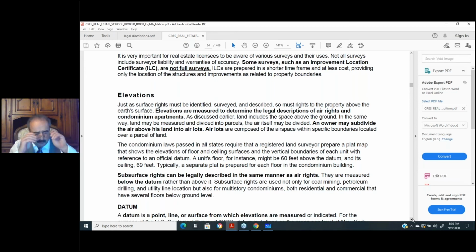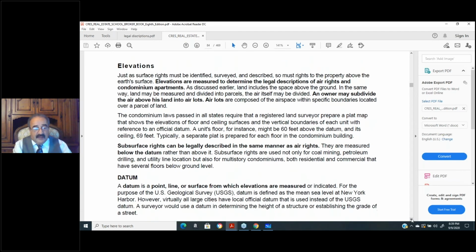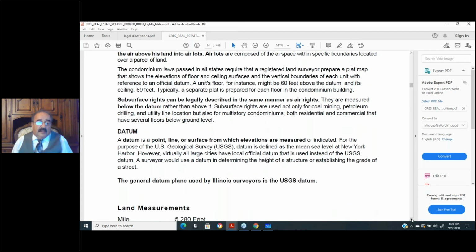Now let's skip down to where it says a datum. I want you to highlight, put an X by that one. A datum is a point, line, or surface for which elevations are measured. A datum is used to measure the height of a building. A datum is used to measure the grade of a street. A datum is used to measure the airspace that you own in a condo.